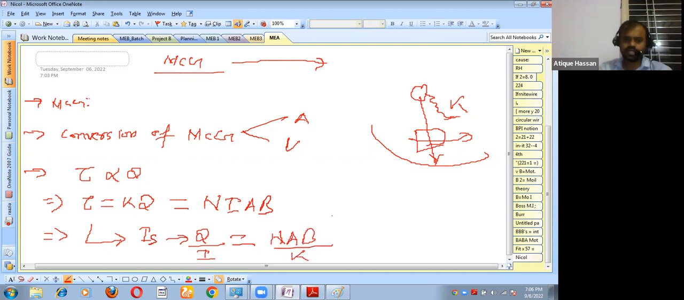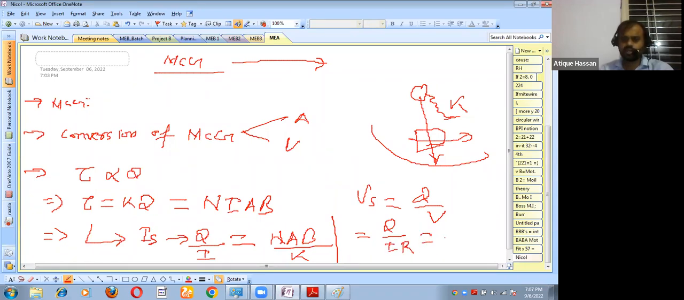upon K. Similarly, we define voltage sensitivity, that is deflection per unit volt, and that we can also write like this. V is equal to IR. So from here you can write, we know that V is equal to IR.